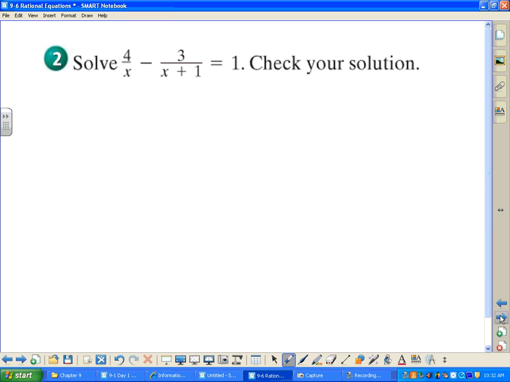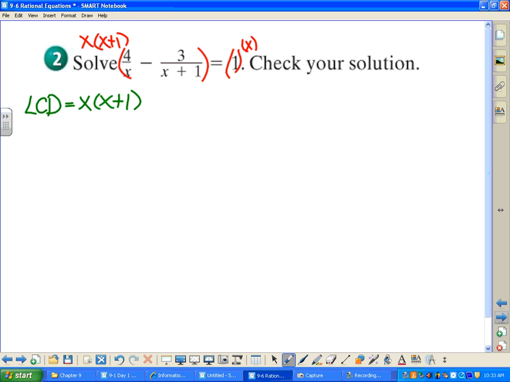4 over x minus 3 over x plus 1 is equal to 1. So, Nate, LCD, can you tell it to me? Perfect. Does everybody see that? Now, Brady, what do I want to do with that LCD? Not only both terms, but both sides of your equation. Very good.